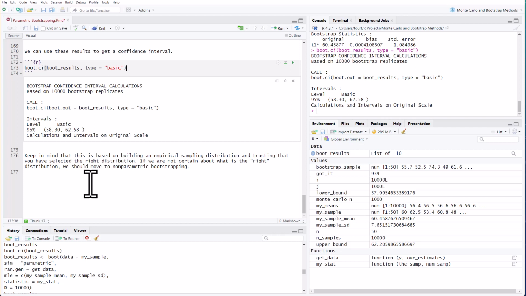So keep in mind, this is based on building an empirical sampling distribution and trusting that you've selected the right distribution. We probably will not know what the right distribution is. So even though we are doing bootstrapping, which is a Monte Carlo method, we're utilizing some parametrics here, and this is a course on non-parametric statistics. So if we're not certain about what is the right distribution, and I suspect most of the time if you're using bootstrapping, you're not certain, we should move on to non-parametric bootstrapping, which I will do in the next video.